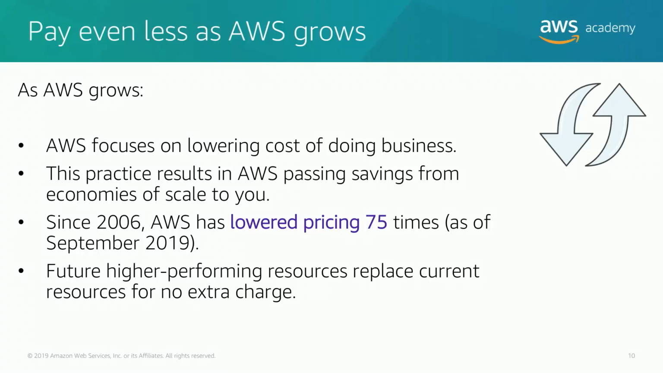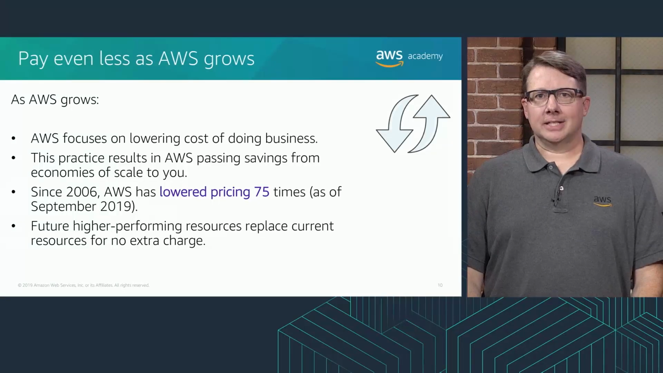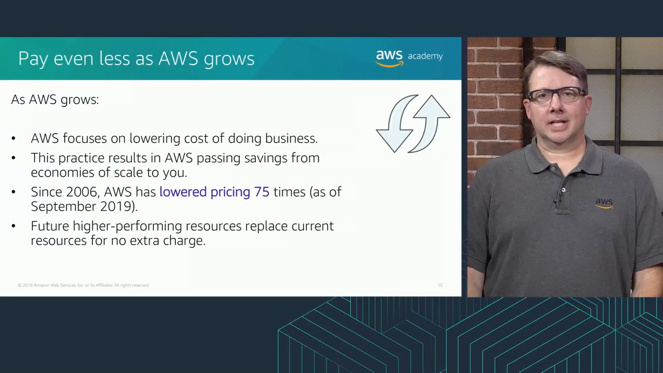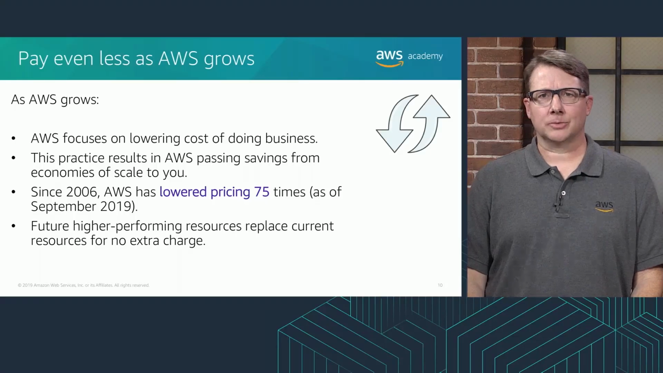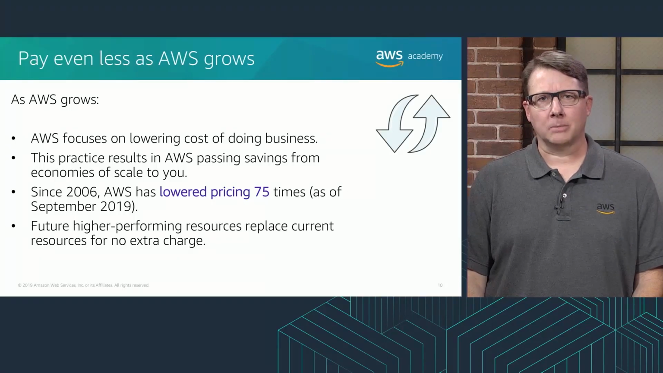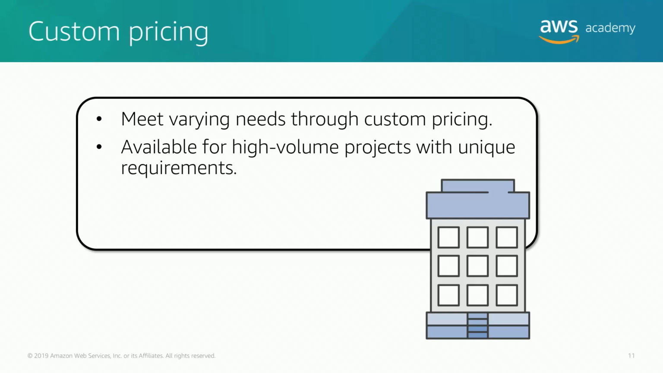AWS constantly focuses on reducing costs and improving operational efficiencies. These optimizations and the growing economies of scale result in savings back to you. AWS has lowered pricing 75 times as of September 2019. Another benefit of AWS growth is that future, higher-performing resources replace current ones for no extra charge.